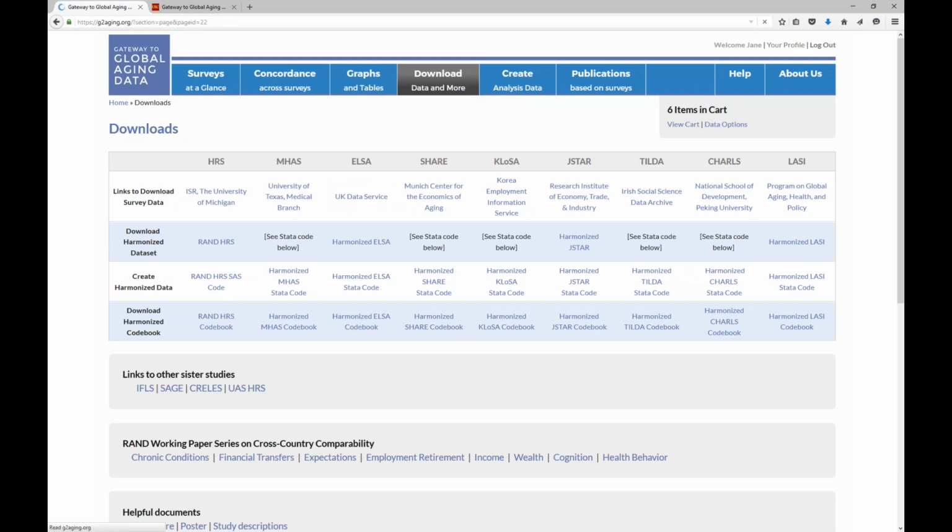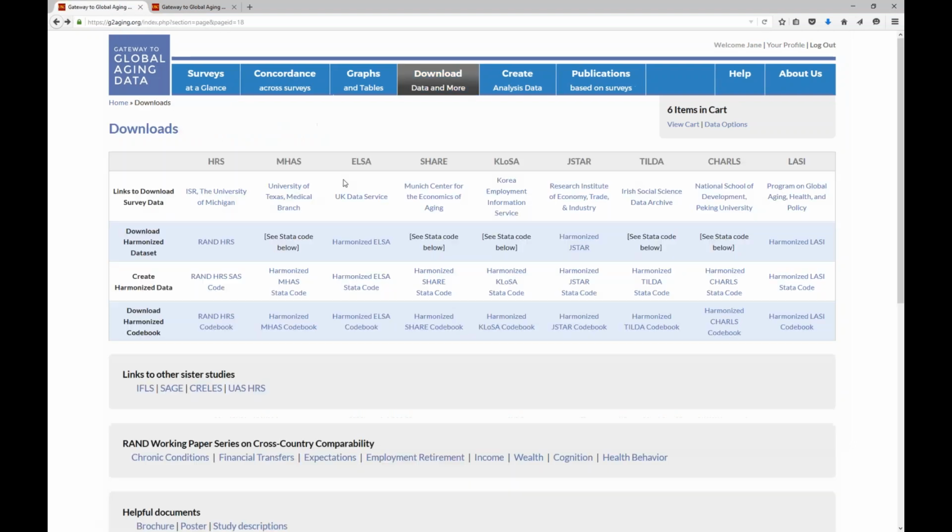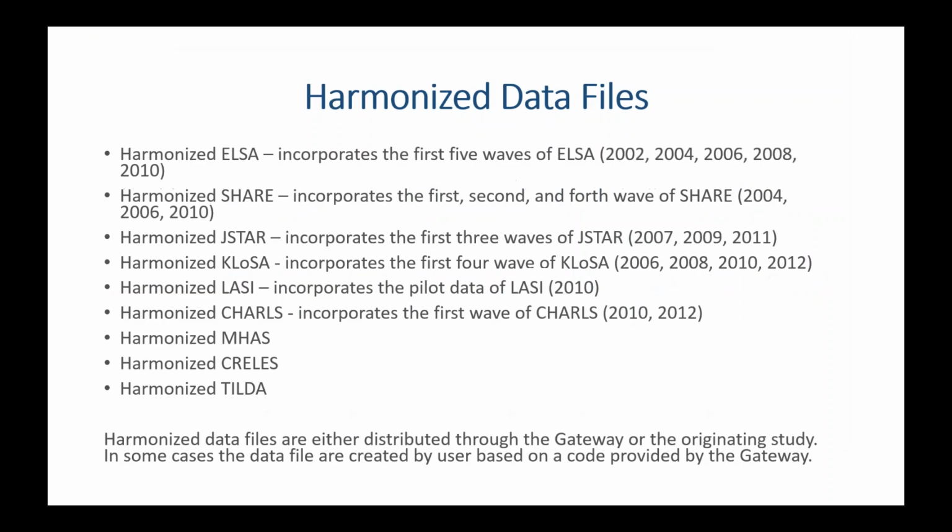So for instance, for the harmonized SHARE, as long as you have the SHARE data, and we let you know to make sure to have the newest release of the SHARE data, you can just download this data creation code, and if you run it once, it will create the harmonized SHARE on your computer, and you can just save that and refer to that for any future research. And this code is also helpful because if you want to see exactly how we did something in Stata, it can be quite helpful.